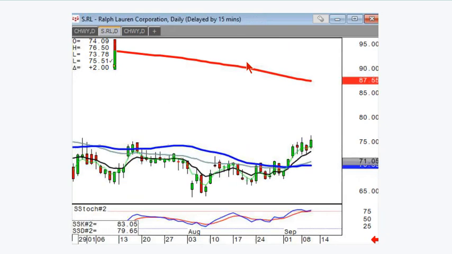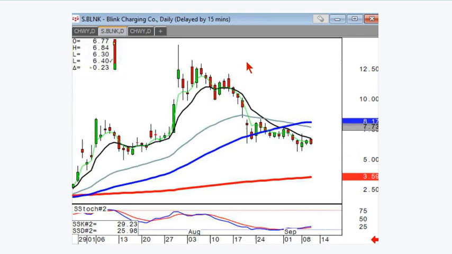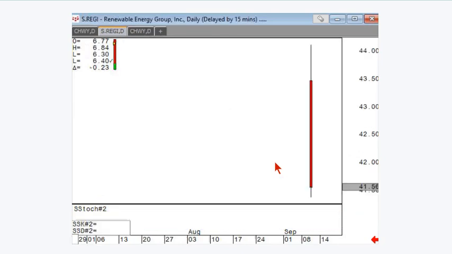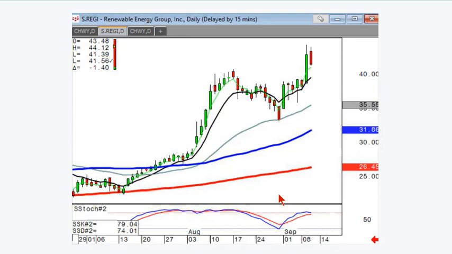Ralph Lauren, you can stay long as this stays above the T line. Blink, stay short if you have been short. You don't want to buy until it gets back up a buy signal above the T line. Reggie, you stay long. Use the T line as your stop.